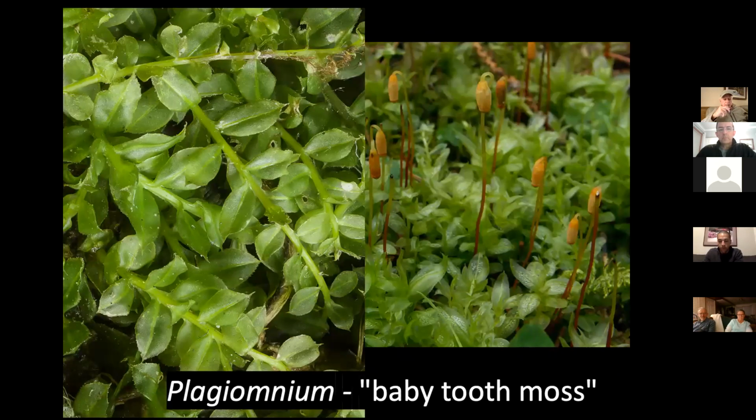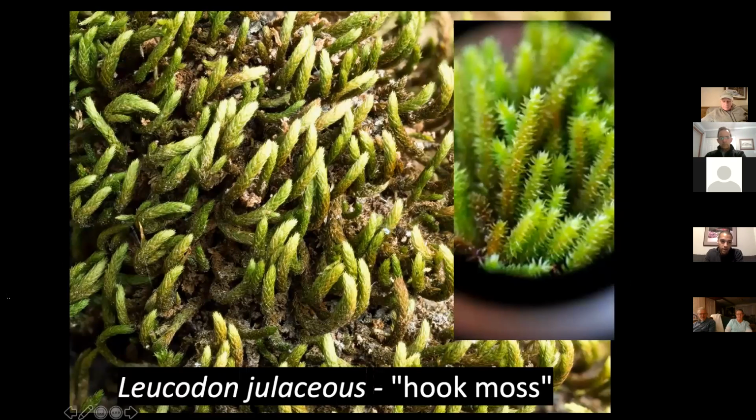Plagiomnium, baby tooth moss, is pretty, as far as mosses go. This can be a really weedy species, and this is one that's very easy to identify because it looks very leafy. It looks like you took a viney houseplant and just shrunk it down. It's called baby tooth moss because if you take one of those leaves and look at it, you can probably see where the hand lands, there's a tiny row of teeth going along the outside edge of the leaf.